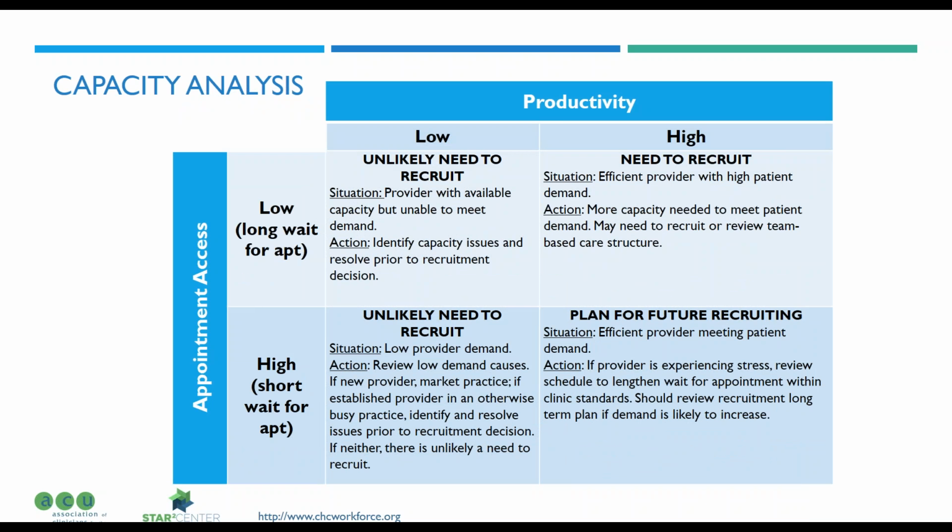So now pulling it all together and seeing how it impacts recruitment. Again, I have a little grid here. So for the situation with low productivity and a long wait for an appointment, that provider has available capacity but is unable to meet demand. The action, again, is to identify the capacity issues and resolve prior to a recruitment decision.